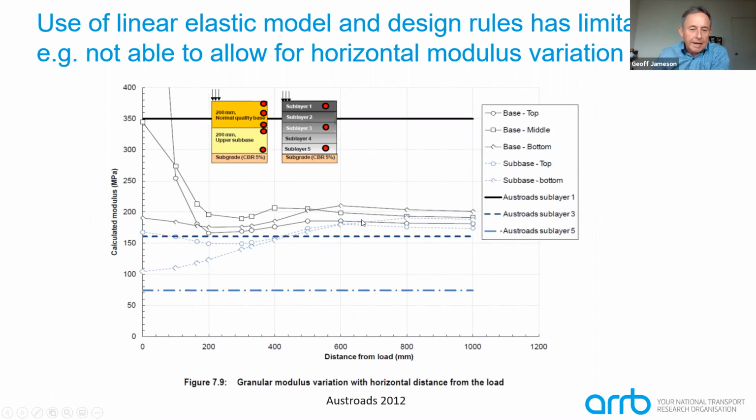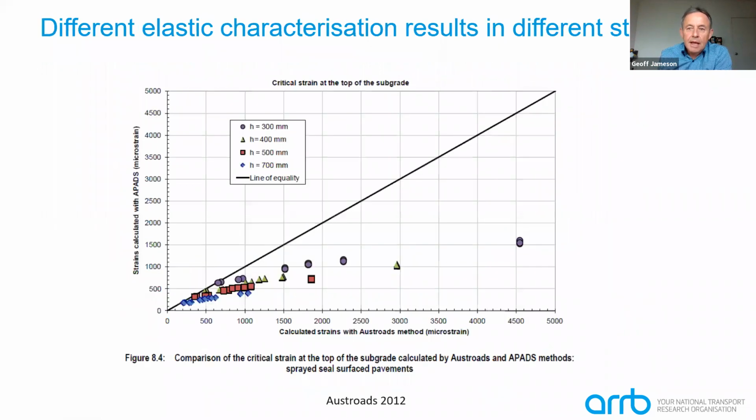And there's no way of allowing for that in a linear elastic model. There are no workarounds that we've been able to come up with for that limitation. And again, because of that, if you compare the results of finite element modelling in terms of critical strains versus our current Austroads procedures, you can see quite different strains if you haven't allowed for some of the stress dependencies in the most accurate way that you could.